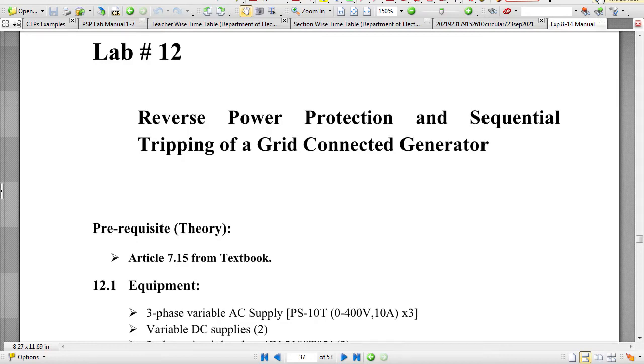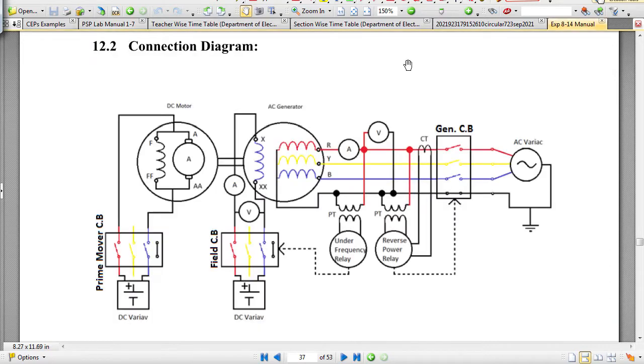Bismillahirrahmanirrahim. Experiment number 12, reverse power protection and sequential tripping of grid connected generator. Here is the connection diagram for this experiment. There are a few changes in the circuit diagram. Students should note down these changes while implementing this diagram in the lab.